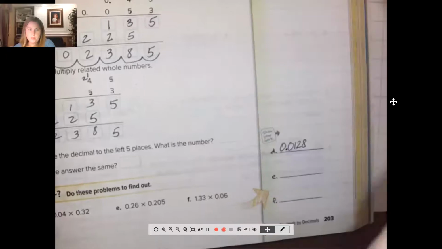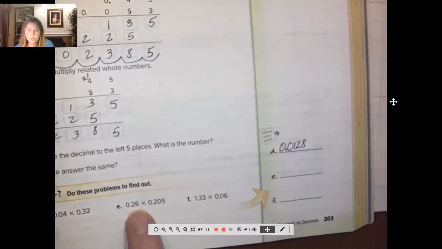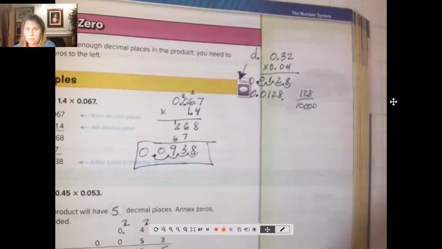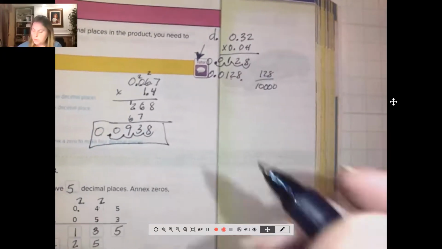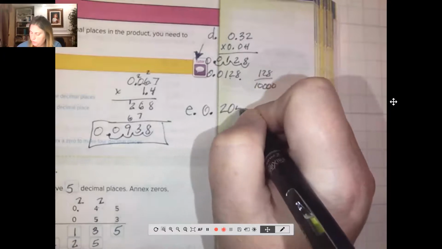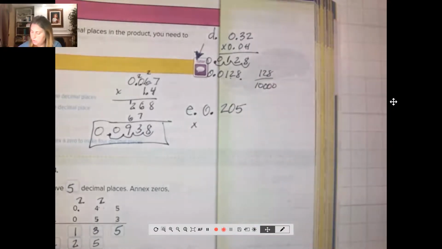Okay, and then Got It E, I have 0.26 times 0.205. This has 3 digits that we're multiplying. This has 2, so I'm going to put this number first, the 0.205 in my top row, and I'll put the 0.26 in my bottom row. So 0.205 first. I'm just working up here so I have a lot more space. So E, 0.205 times 0.26.